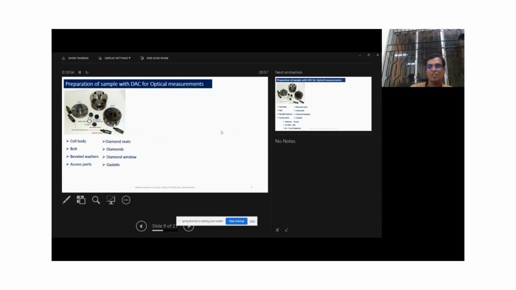If any of you want, I can show the cell right now. I have it here. I will show it during the discussion time. There are several parts to it.